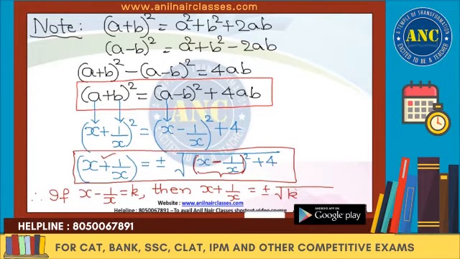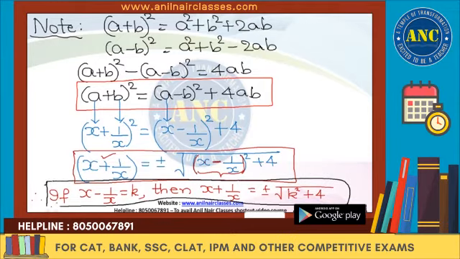So this will become plus or minus square root of k square plus 4. Very important notation. Whenever we know the value of x minus 1 by x, we can easily find x plus 1 by x by using x plus 1 by x is plus or minus square root of k square plus 4. This is one of the very important key points.